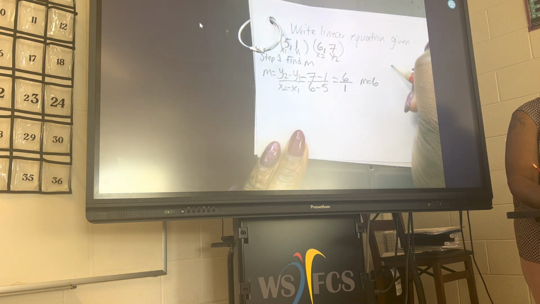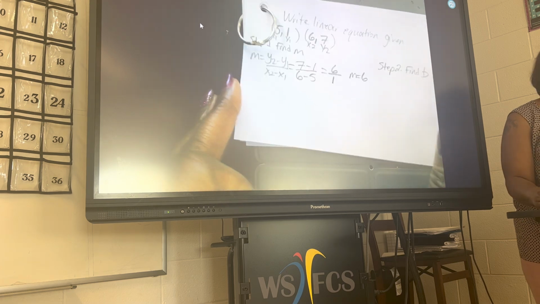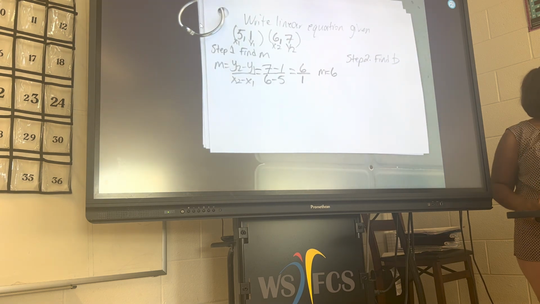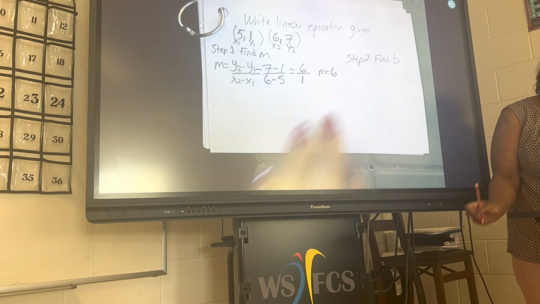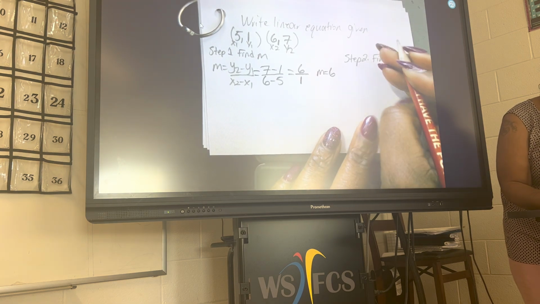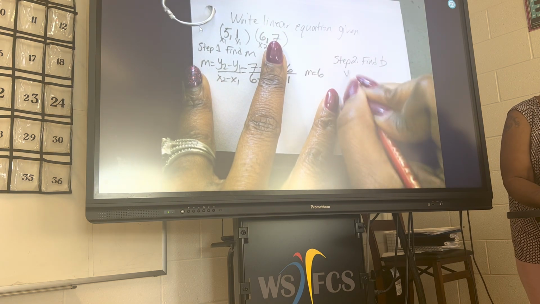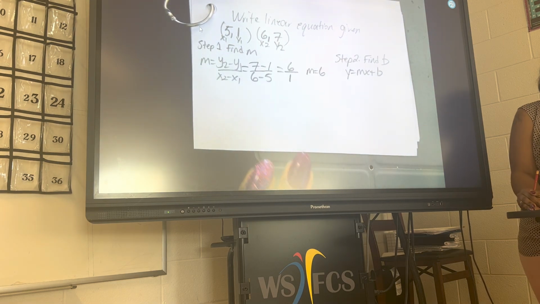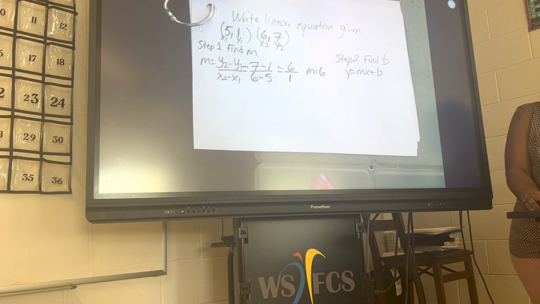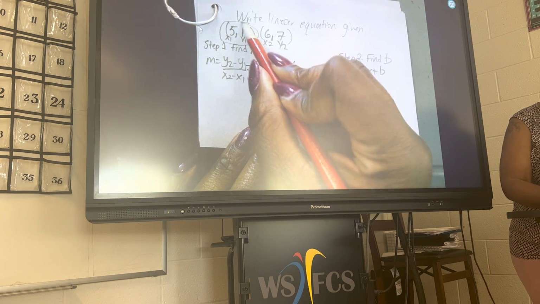What's step 2? Find B. B is the y-intercept. In order to find B, does anybody remember what to use? The y equals mx plus b. So you're gonna pick one of the points. Which point do you feel like is gonna be the easiest to choose? I would definitely choose this one.